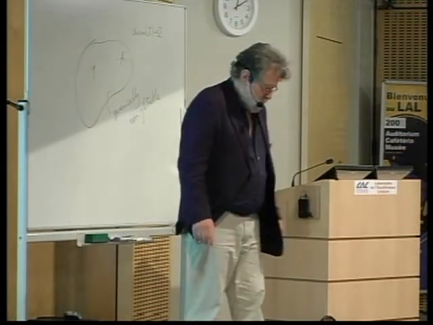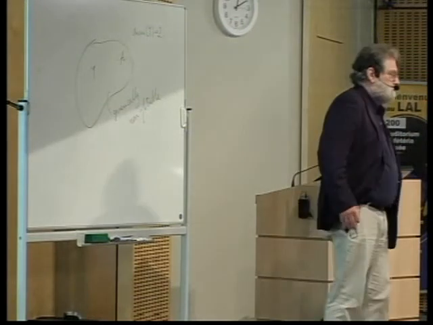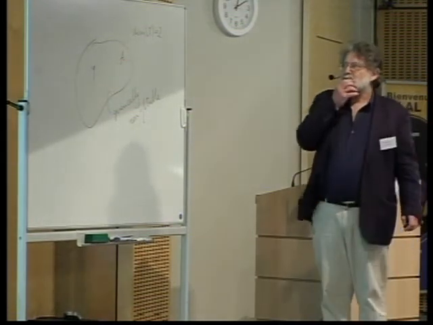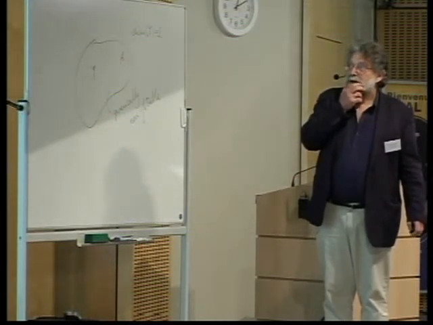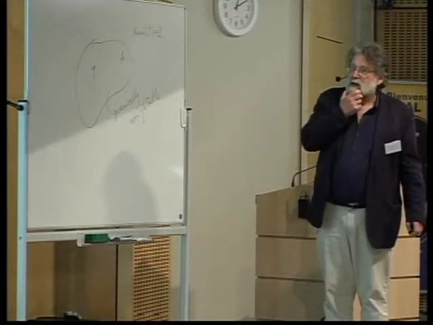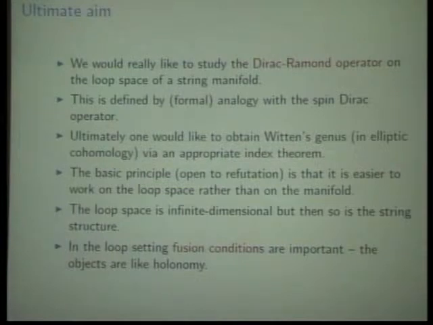I was interested around about a year ago. I thought I would try and study some infinite dimensional partial differential equations. And the most obvious one is this Dirac-Ramond operator, which was discussed by Witten in the 80s already. It's a formal analog of the spin Dirac operator on a spin manifold, but in infinite dimensions.